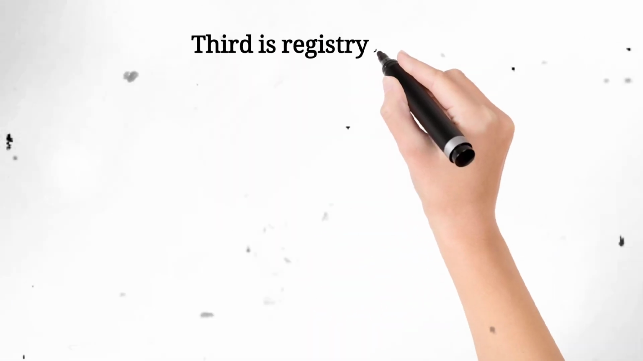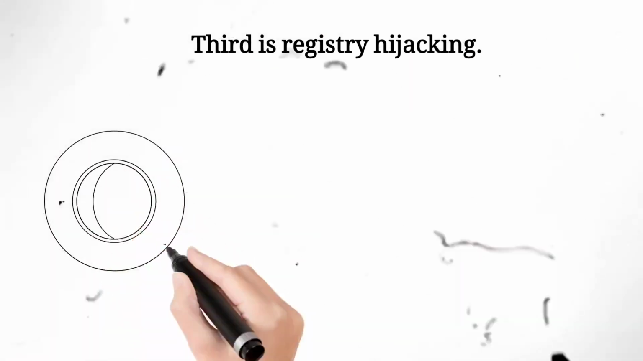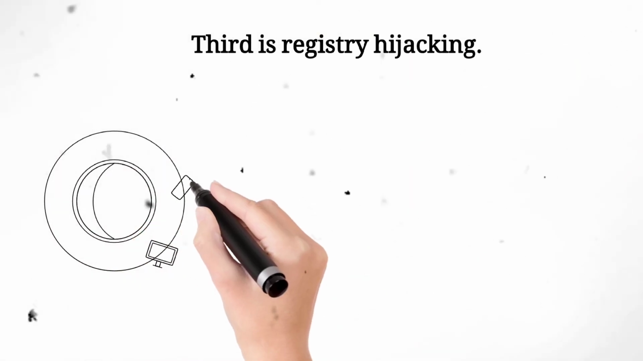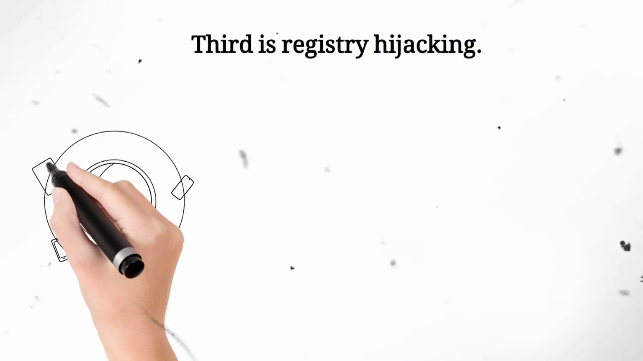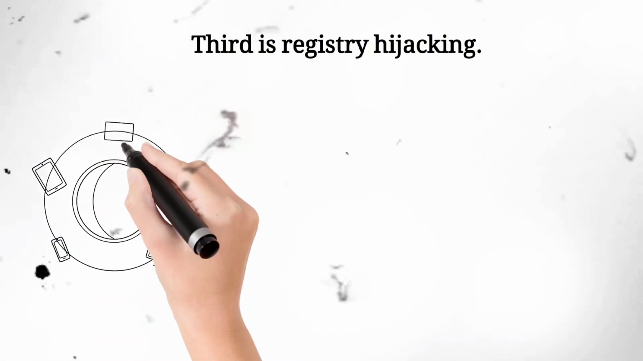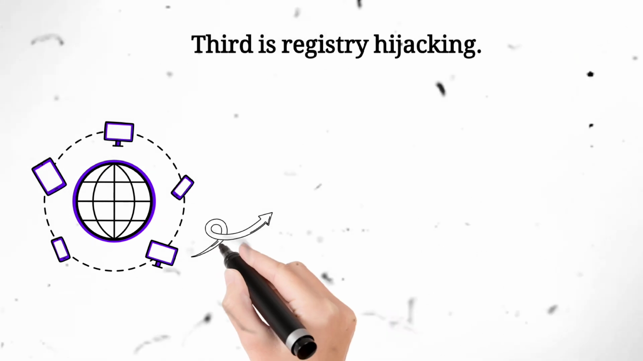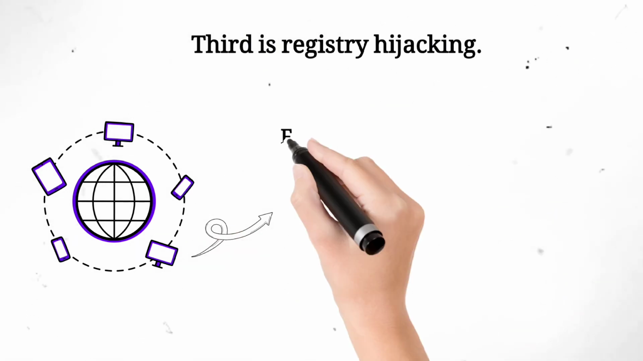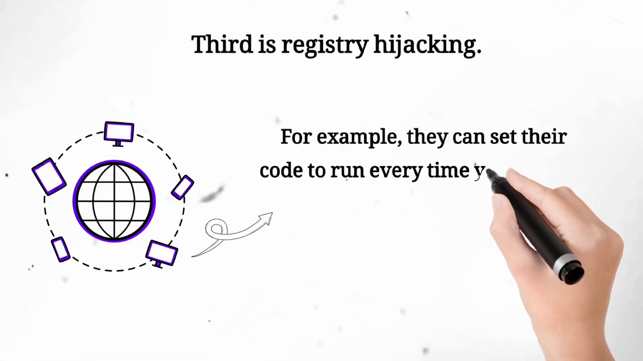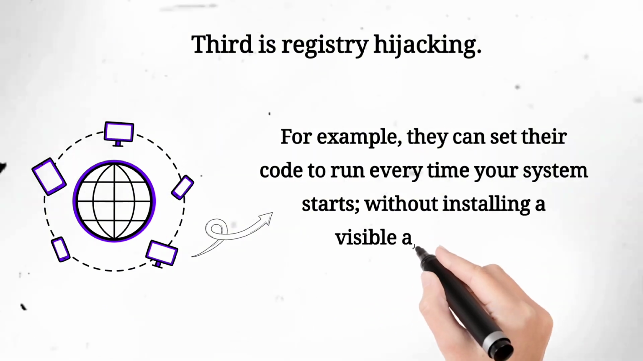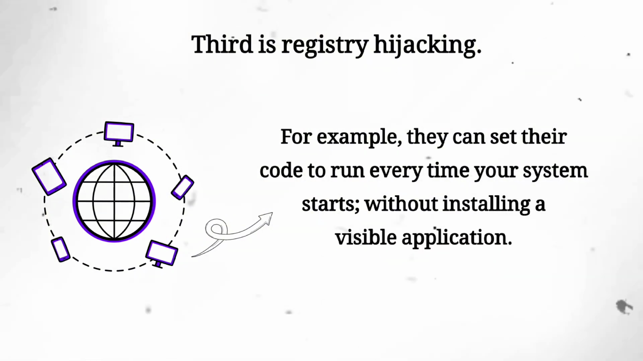Third is registry hijacking. The system registry is like a central database that controls how your operating system behaves. It stores settings, configurations, and startup instructions. Attackers modify parts of this registry to maintain access or execute code automatically. For example, they can set their code to run every time your system starts without installing a visible application. You restart your computer, and the attack restarts with it. No shortcut, no icon, nothing obvious.